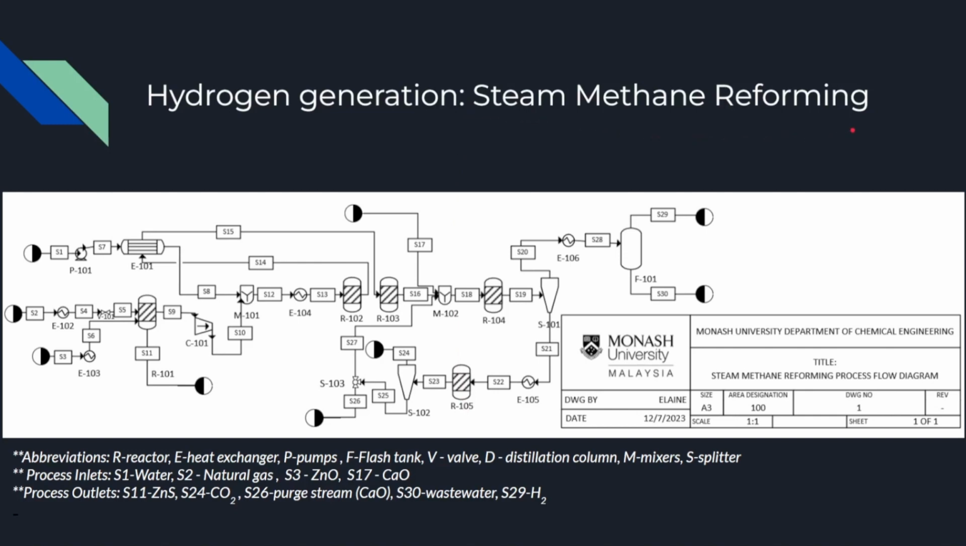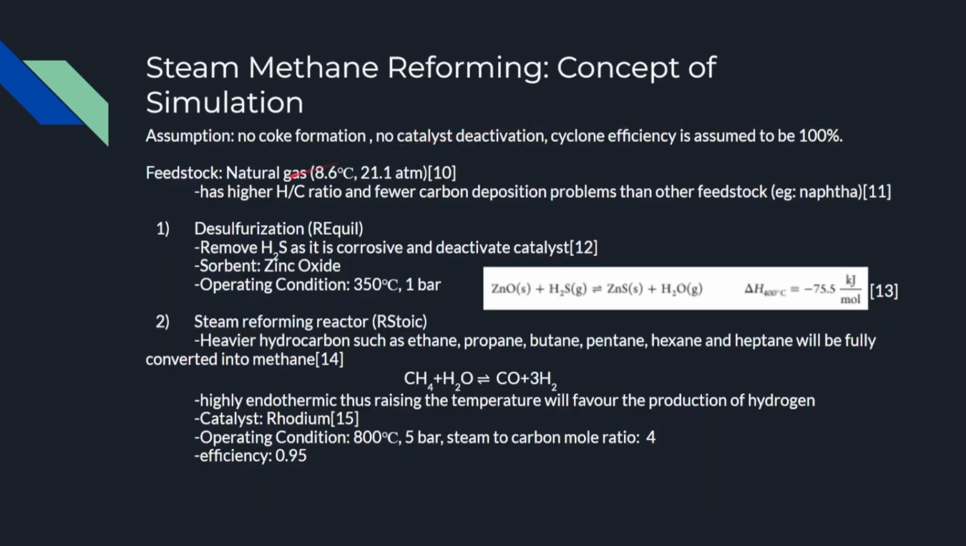steam methane reforming. Natural gas is used as the feedstock because it has the higher hydrogen to carbon ratio and fewer carbon deposition problems than other feedstocks such as naphtha. Firstly, sulfur compound in natural gas need to be removed as it is corrosive and will deactivate the catalyst. The hydrogen sulfide will react with the zinc oxide to form solid zinc sulfide, which can be easily removed by the cyclone. The following reaction is steam methane reforming.